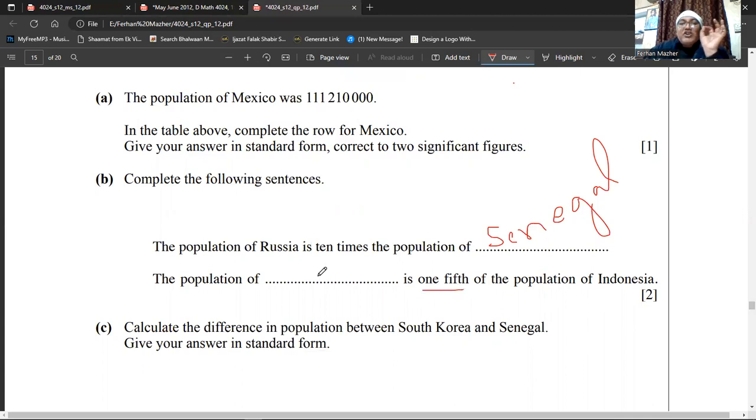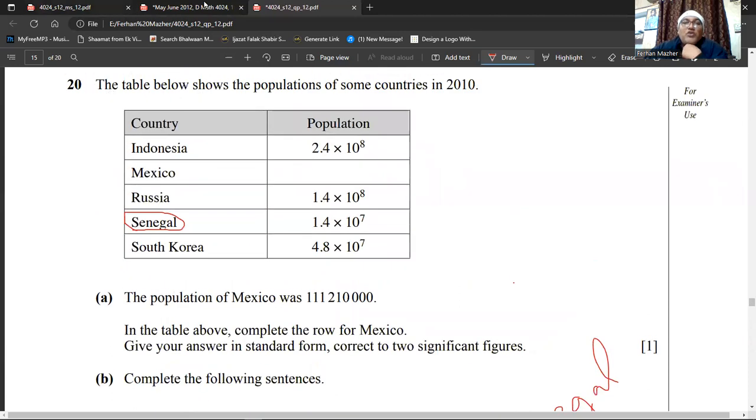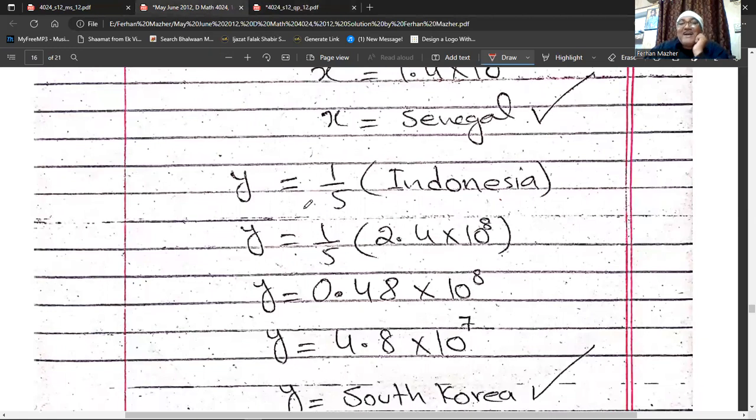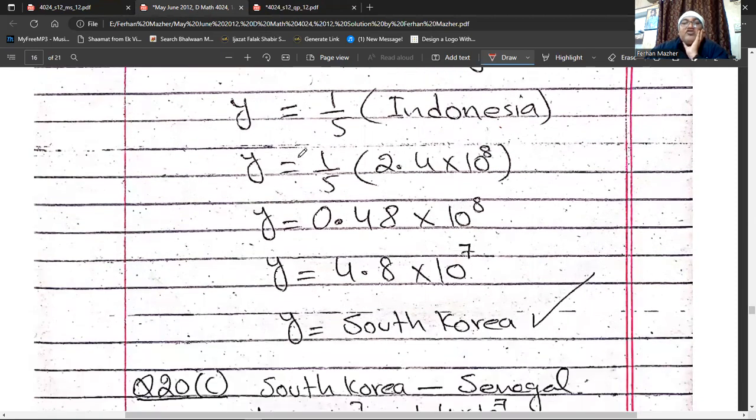The population of dash is 1/5. 1/5 means 1 by 5 of the population of the Indonesia. Okay, so we don't know. Indonesia population is 2.4 x 10^8. Okay, the population of something, let me say y, is 1 by 5 of the Indonesia. So y will be equals to 1 by 5 of the 2.4 x 10^8. Divide 2.4 with the 5, you get 0.48 x 10^8.